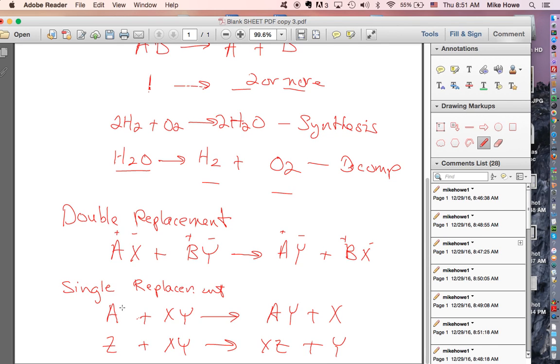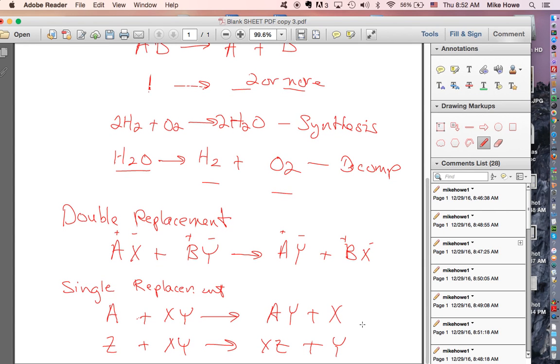All right, notice that in the first one, A replaced X. Only one thing got replaced. That was the X. So that's called a single replacement. In the second case, Z replaced the Y. Well, still only one thing got replaced. Single replacement.